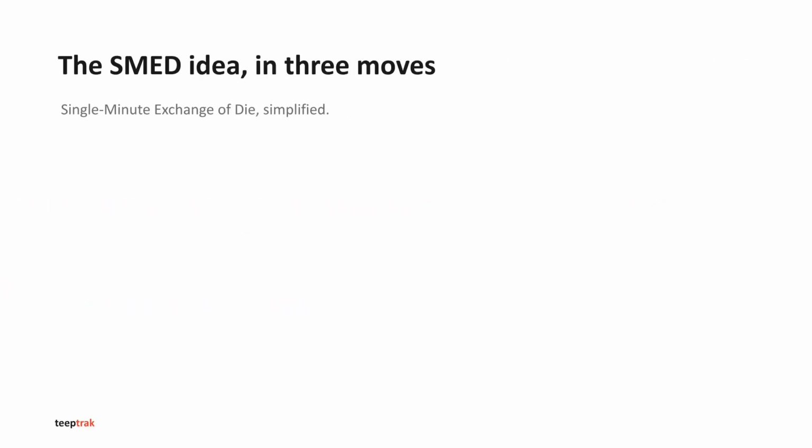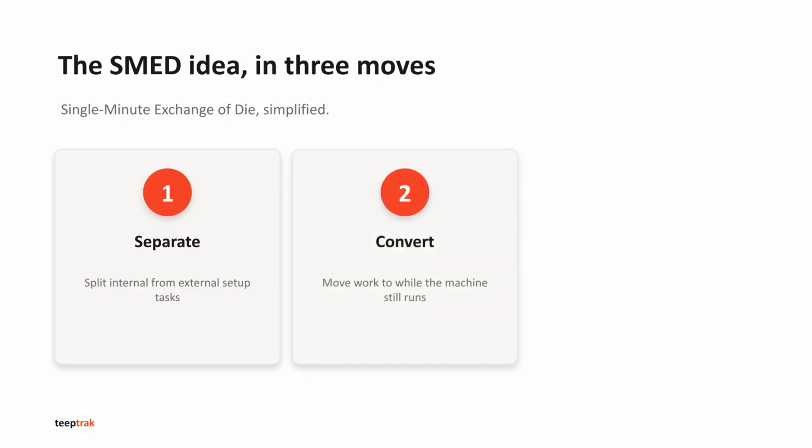The SMED method, or single-minute exchange of die, works in 3 simple moves. First, separate internal setup tasks from external ones. Second, convert internal tasks to external ones that can happen while the machine is running. Finally, streamline and standardize the remaining tasks.